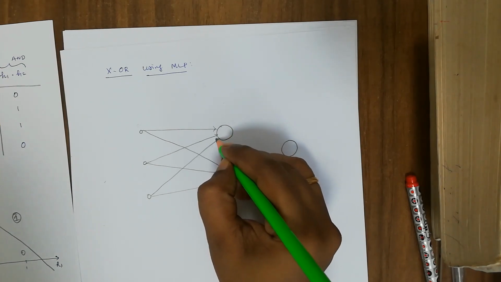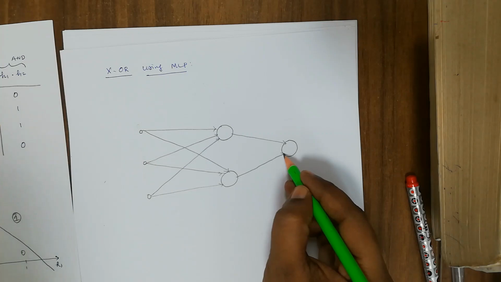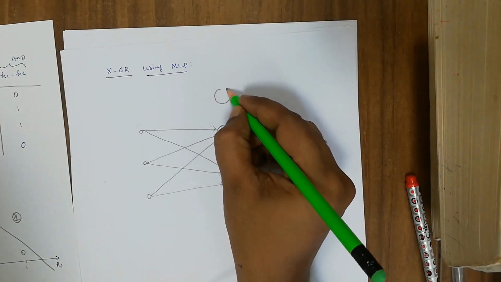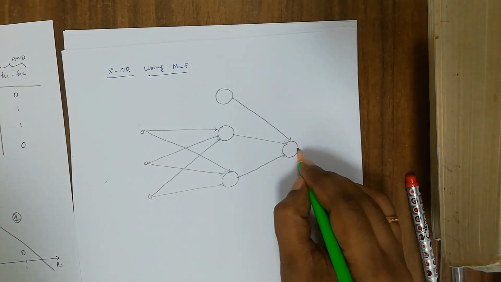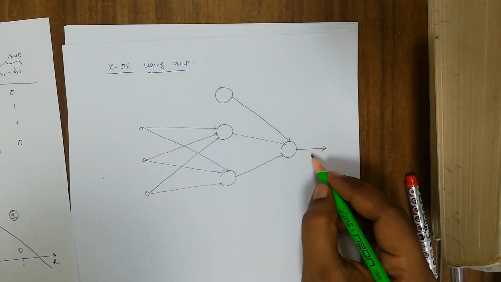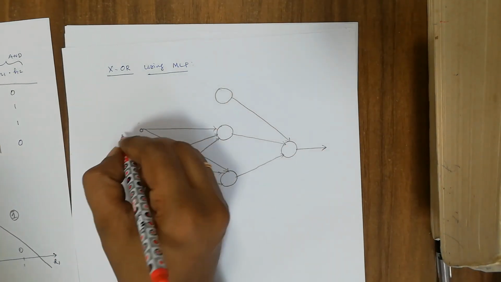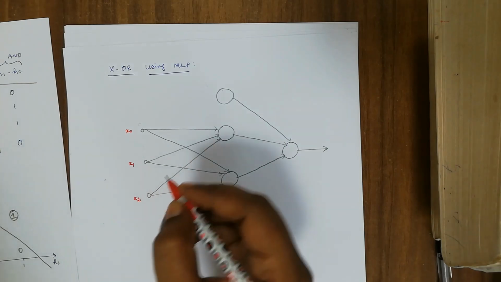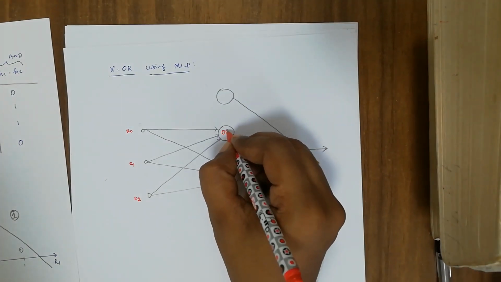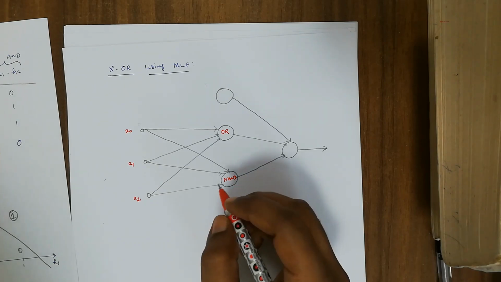And this also gets connected, and from here what we should go is this. Then we should have a bias for this, and this is the output, which is Y. Now let us give the values over here. As before, this is x0, x1 and then x2, and this is going to perform the OR operation, and this is going to perform the NAND operation.